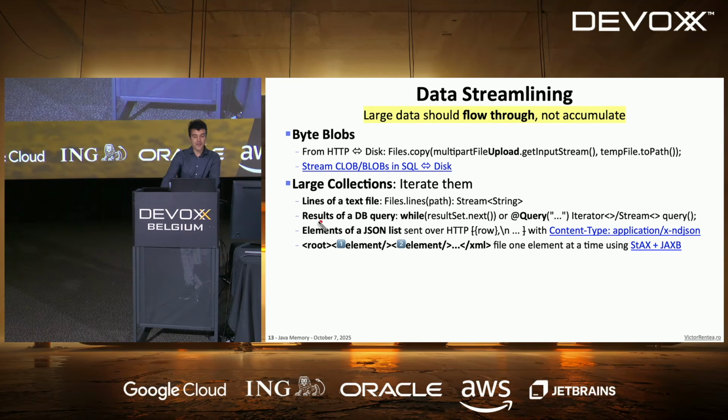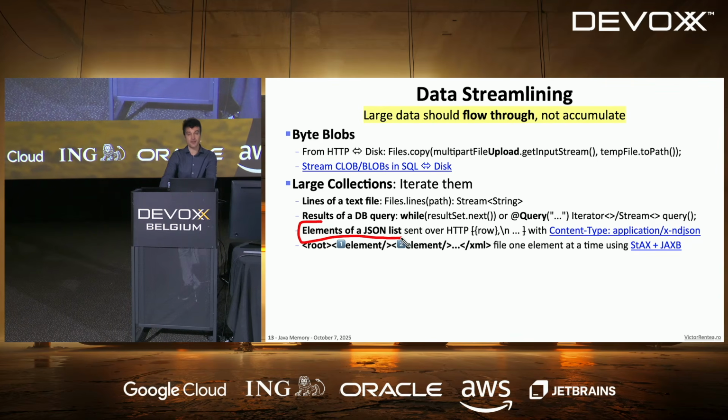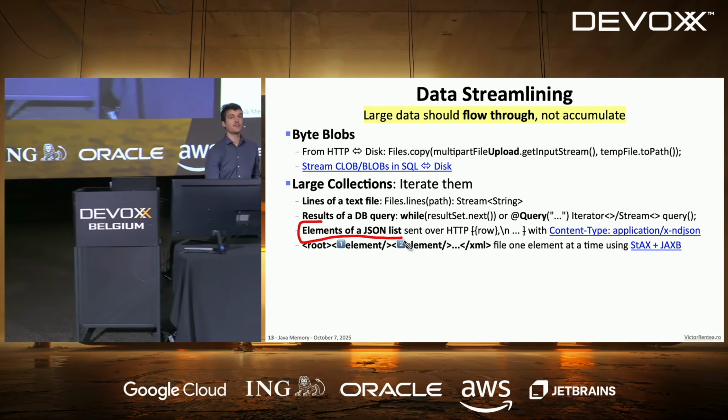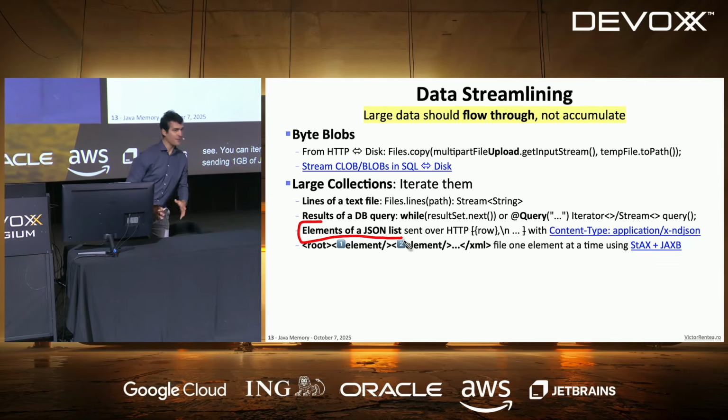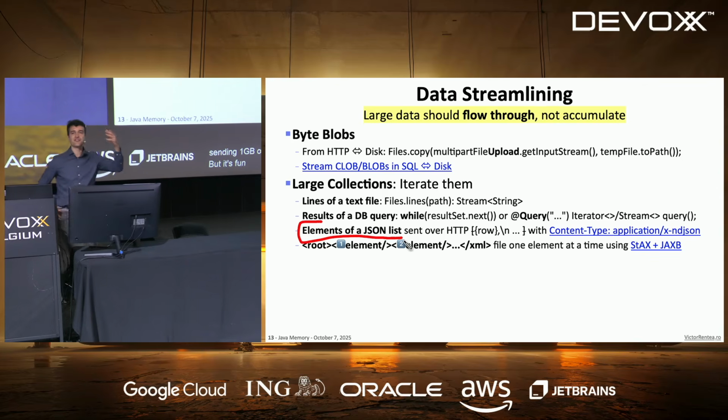You can iterate through elements of a humongous, I have a client sending 1 gigabyte of JSON over HTTP. Why would you do that to someone? But it's fun what those are doing on the other side, right?